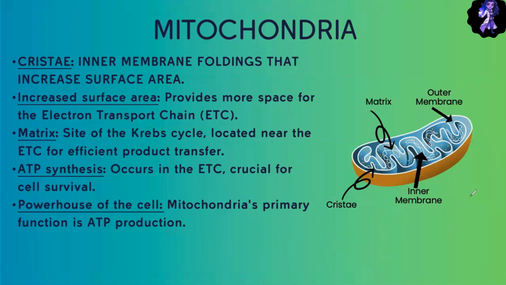So the main purpose overall is that the parts of the mitochondria work together to produce ATP, which is a main part of cellular respiration, which we'll cover in another unit.